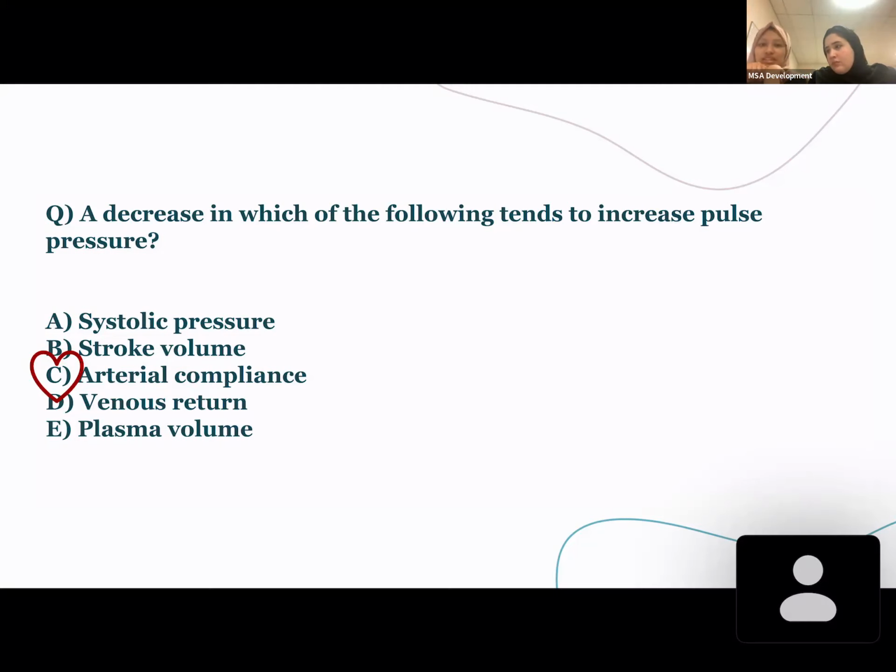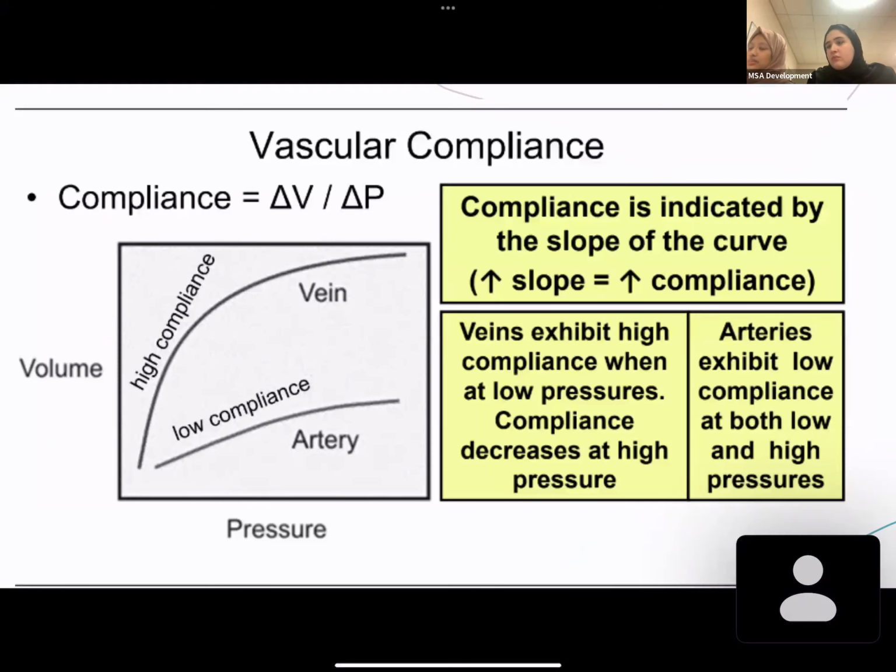Someone said D, venous return. A decrease in venous return would mean less blood in the heart, so less pulse pressure, so less systolic blood pressure, so everything's less, because not a lot of blood is going back to the heart anyway. I hope that's clear. Do you guys have questions for this question? That's the main idea. I think we can move on.